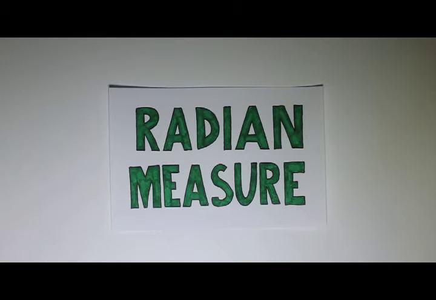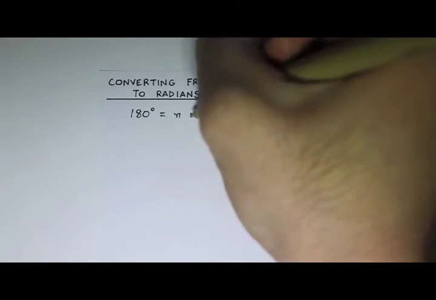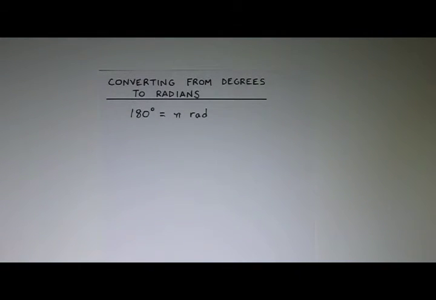Okay, in this video I want to show you how to convert from degrees to radians. So we're converting from degrees to radians, and recall that we had 180 degrees equal to pi radians. And remember, abbreviate radians with a lowercase rad. Okay, so now let's suppose I have 45 degrees.